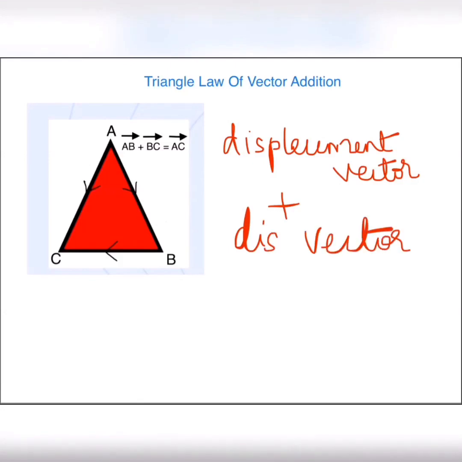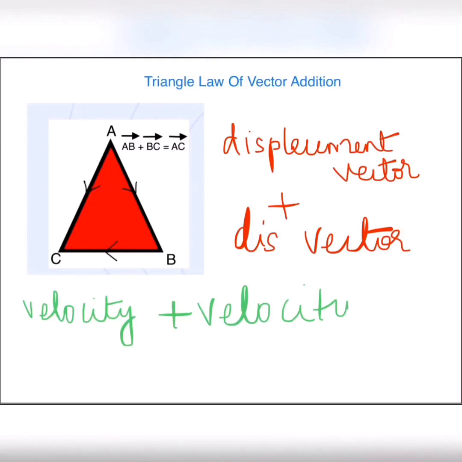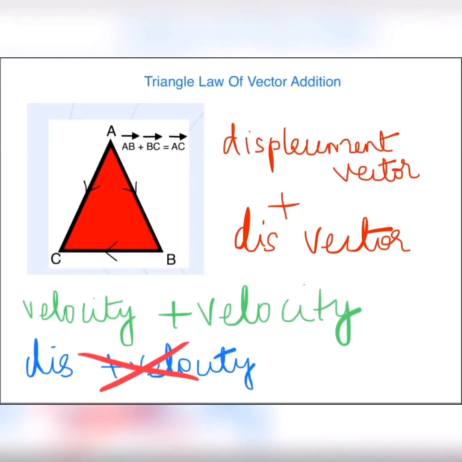Similarly, we can add a velocity vector with another velocity vector only. We cannot add a displacement vector with a velocity vector. This is not possible in vector addition. So we need to note that a displacement vector can be added only with a displacement vector, and a velocity vector can be added only with a velocity vector.